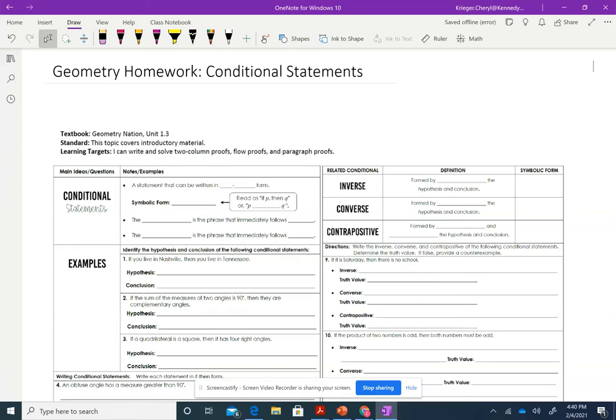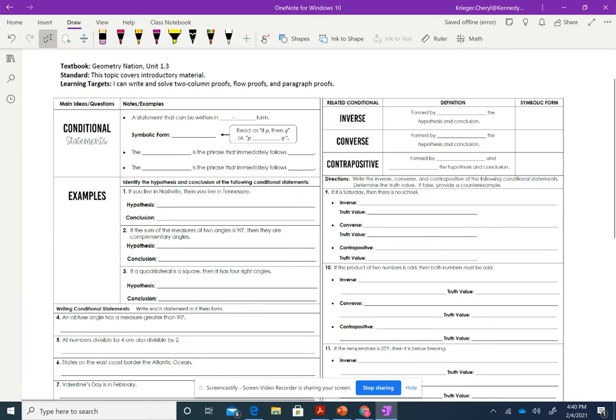All right, guys, I'm going to try to keep this one short and sweet. We're starting conditional statements. It's really just the vocabulary that you need out of this. Conditional statements are in if-then form. So let's go ahead and fill in these notes.